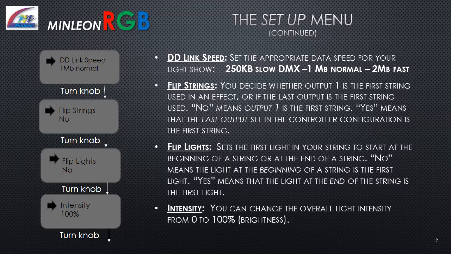Flip lights. Sets the first light in your string to start at the beginning of a string or at the end of a string. No means the light at the beginning of a string is the first light. Yes means that the light at the end of the string is the first light. Intensity. You can change the overall light intensity from 0 to 100% brightness.